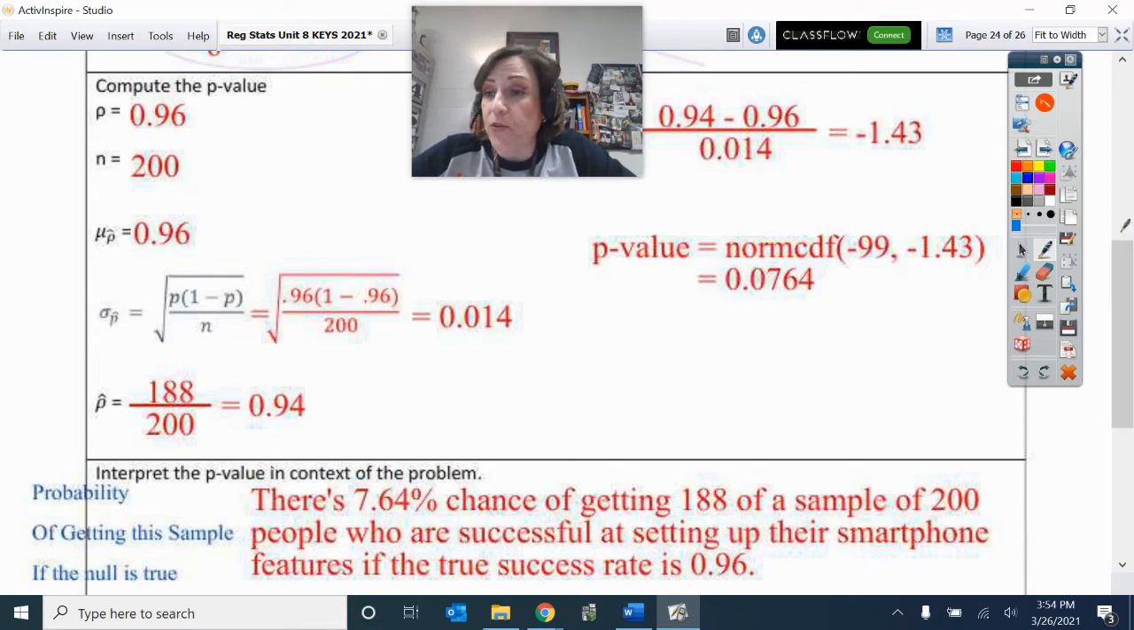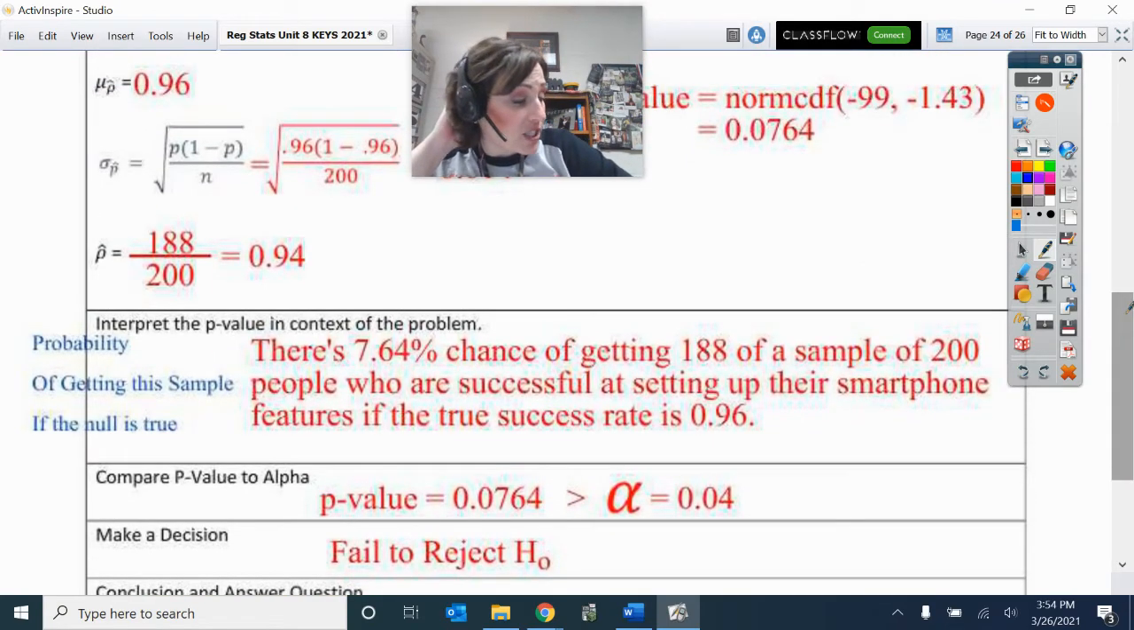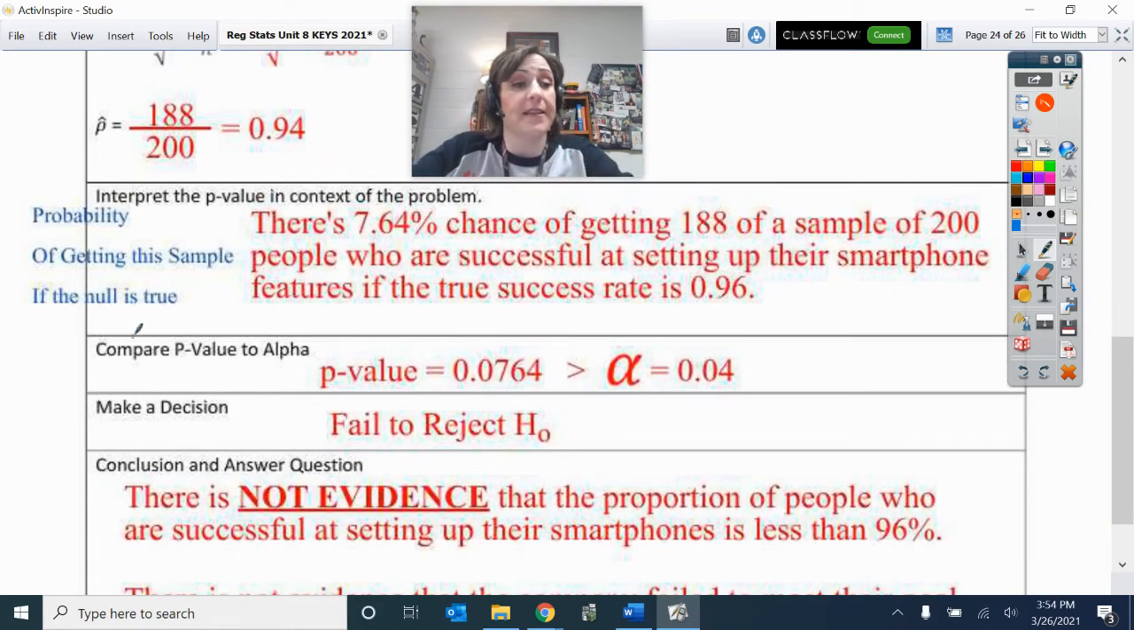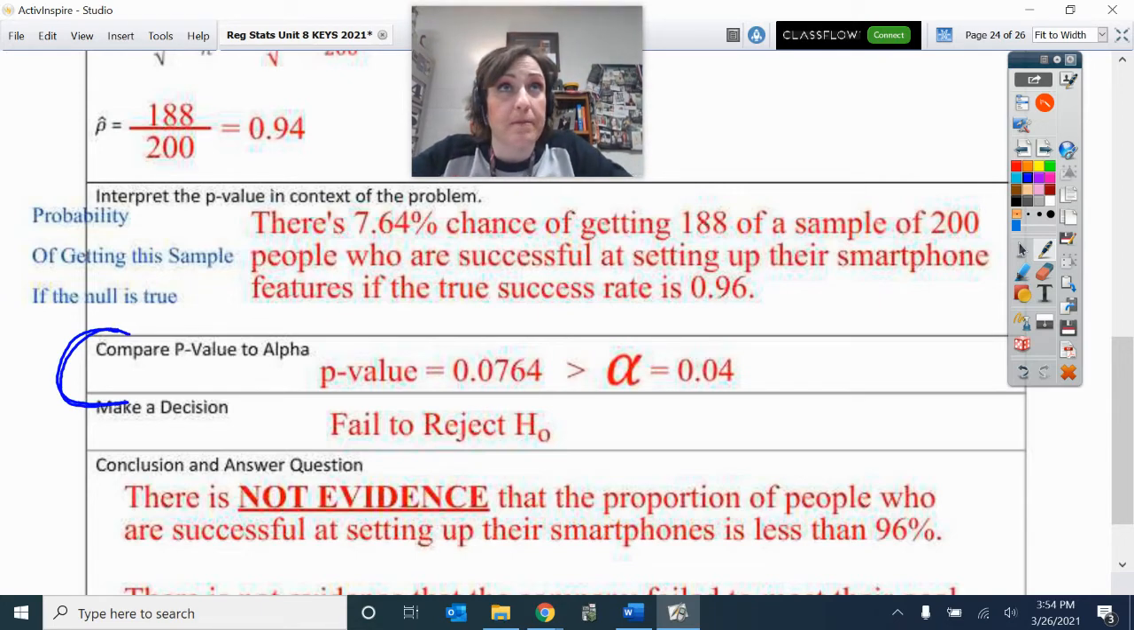So that's 0.0764. I kind of got to where, because I wanted to make sure that this comparing of my p-value to alpha was a decimal, I kind of skipped this little interpret the p-value for a minute. And I come on down here and I say, okay, let me go ahead and compare my p-value to alpha while I have it as a decimal. So my p-value was 0.0764, which is greater than the significance level of 0.04.